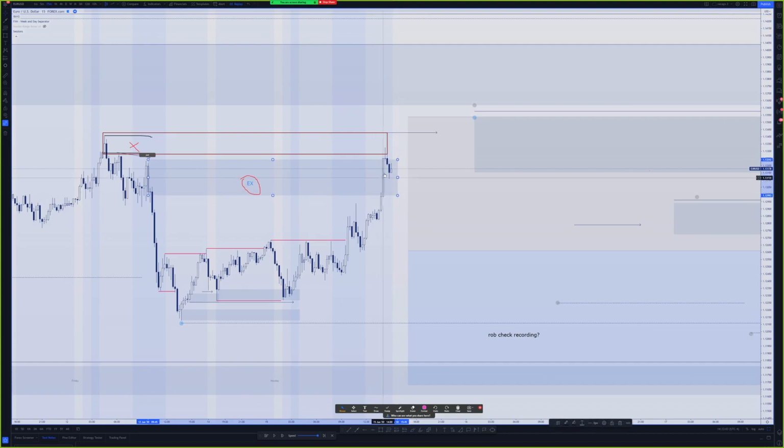So what would protect us on this, right? We're out of session and price completely blew through it. We didn't even get a change of character or anything, right? If we're gonna trade counter to 15-minute changes of character or 15-minute minor structure, we want to look for a change of character, right?